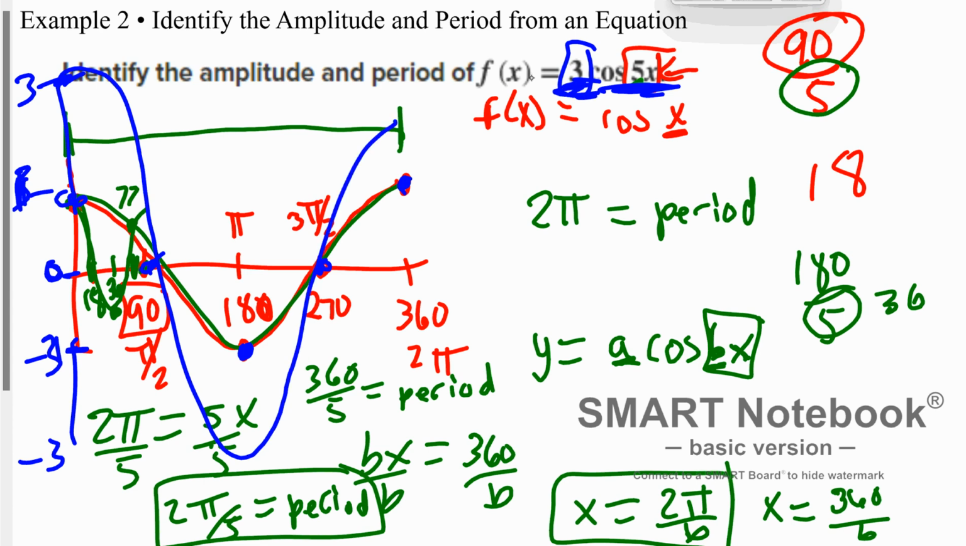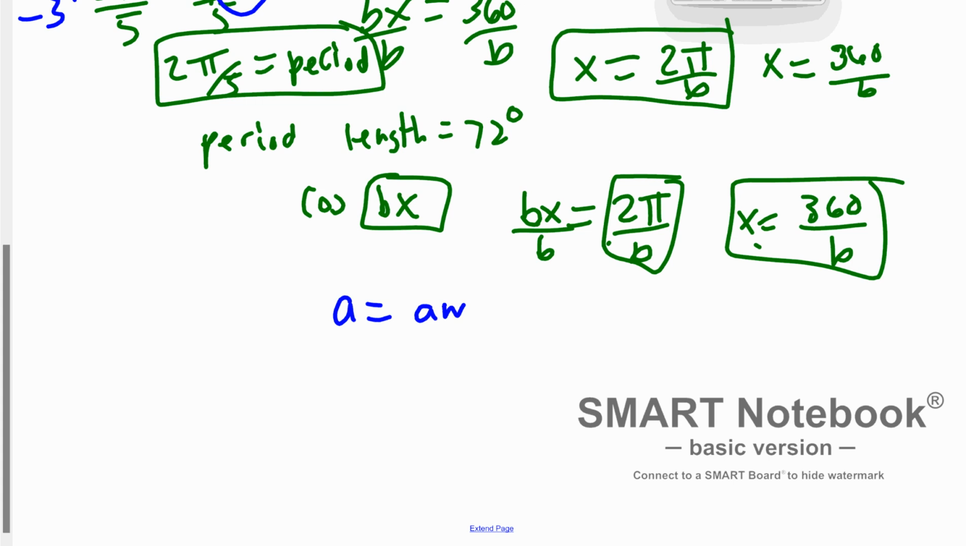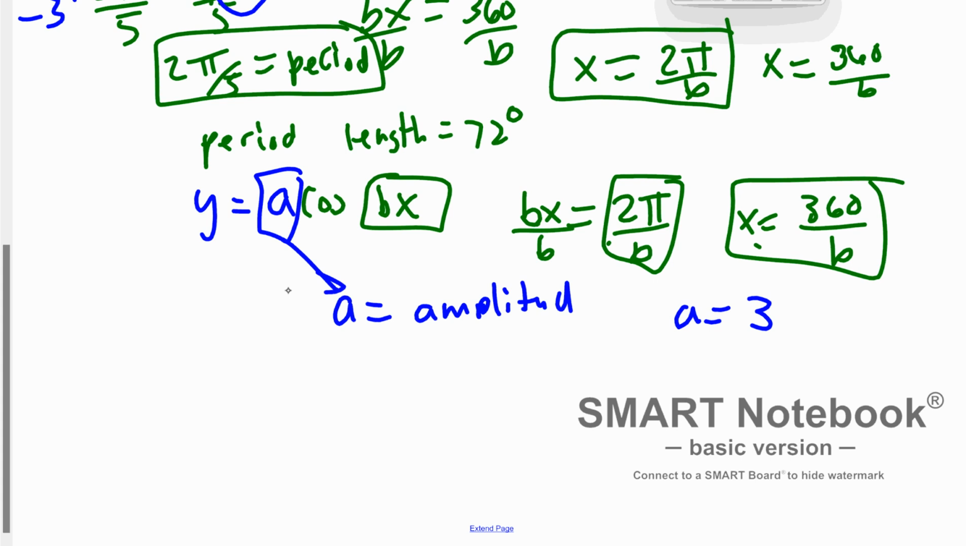Okay, so amplitude is just right in front. That's represented by the A. So A is equal to amplitude. So our amplitude for this problem, A equals 3. It's just what's being multiplied out in front. Okay, so that's it to find your amplitude and your period. Period is 2 pi divided by b, or 360 divided by b. Amplitude is what's being multiplied by the trig function.